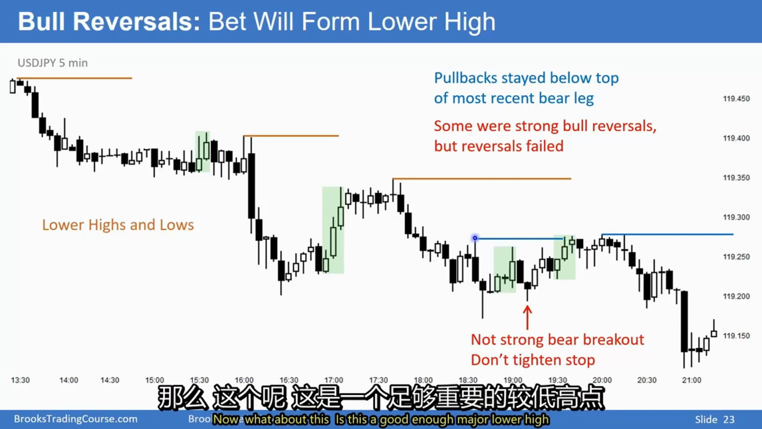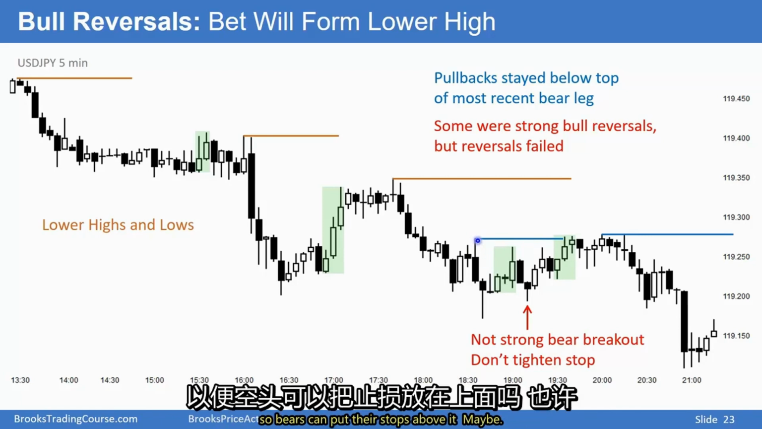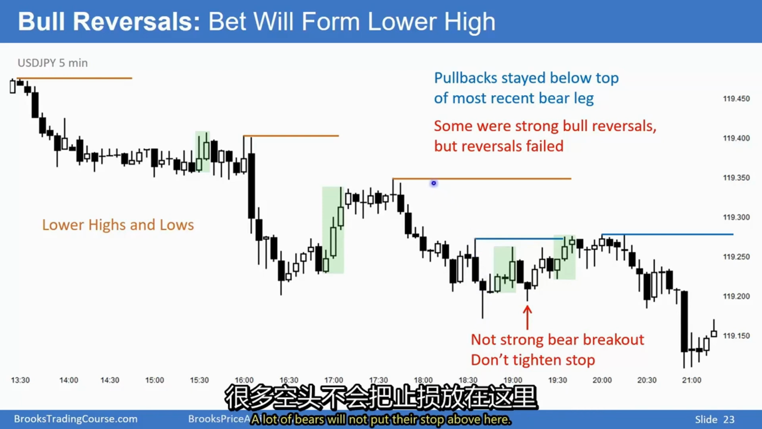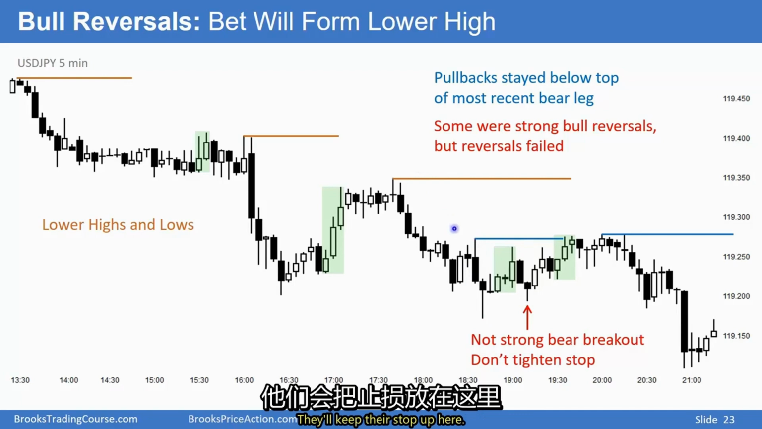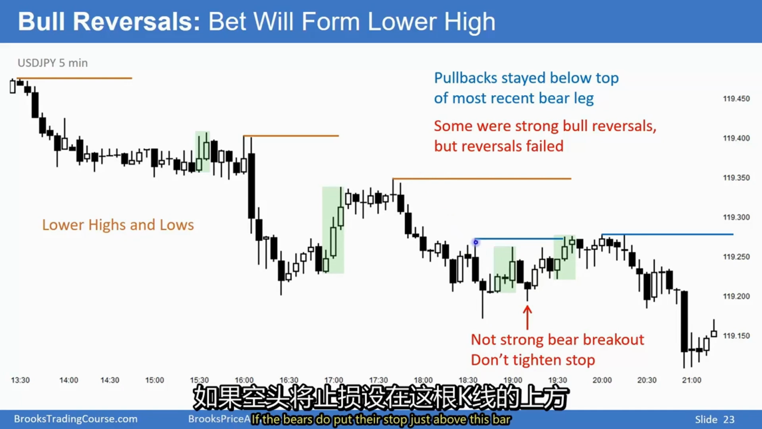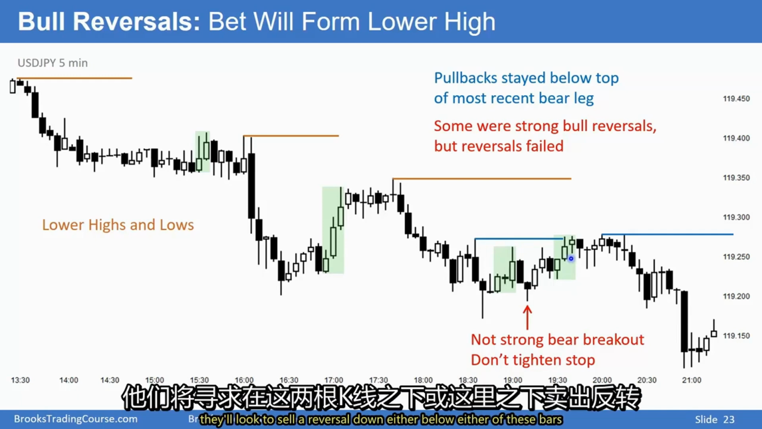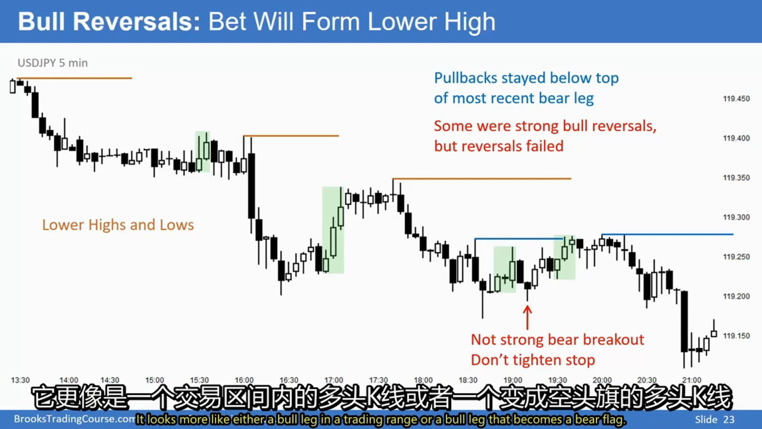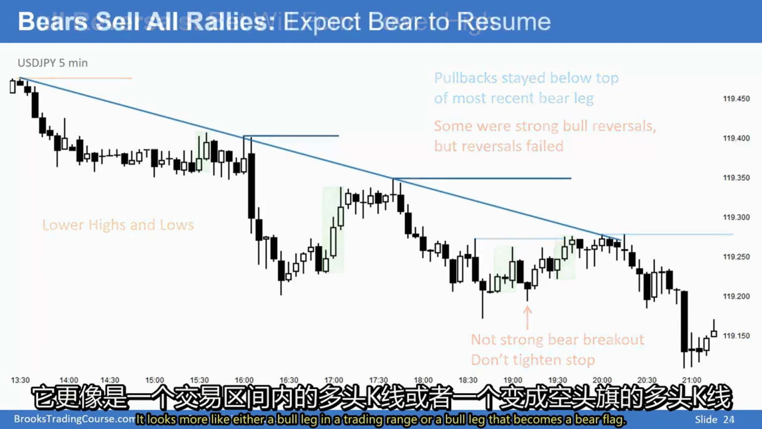Now, what about this? Is this a good enough major lower high so bears can put their stops above it? Maybe. This is not a strong bear breakout, but it is a new low. A lot of bears will not put their stop above here. They'll keep the stop up here. If the bears do put their stop just above this bar and they get stopped out here, they'll look to sell a reversal down, either below either of these bars or below here, betting that the rally does not look strong. It looks more like either a bull leg in a trading range or a bull leg that becomes a bear flag.